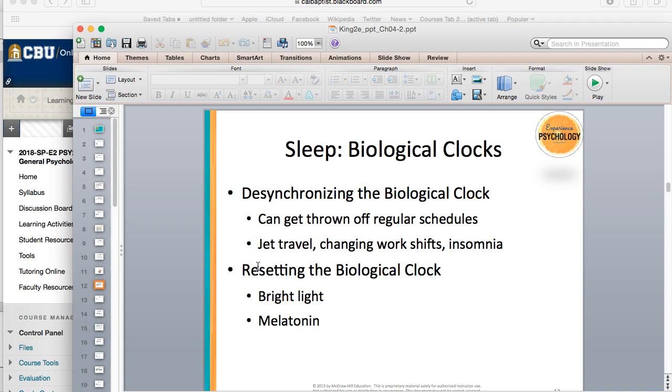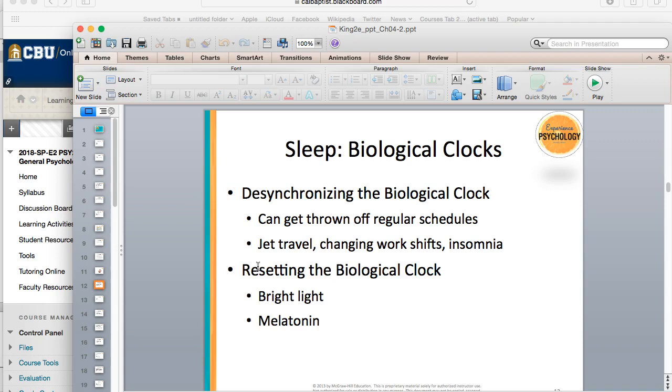So whenever you have a desynchronization of the biological clock, say for instance you're off on spring break, and you didn't have to wake up at 7 o'clock in the morning on Monday through Friday, this speaks to how that biological clock can get thrown off of its regular schedule. Or jet lag or different things like that. So flying on a plane, changing your work shifts, and that can cause insomnia. Resetting the biological clock. So bright light, melatonin, so sunlight can reset that biological clock as well.